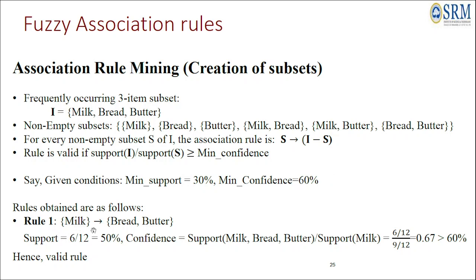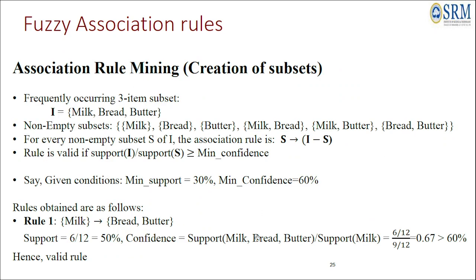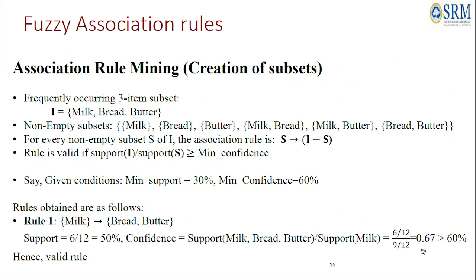So for rule 1, milk to bread, butter, it gives support as 6 by 12, which is 50%, right? And for confidence we have the support of milk, bread, butter, that is I, divided by the support of I minus S. So it is the support of milk, bread, butter divided by the support of milk. So 6 by 12 by 9 by 12. The support of milk, if we see this case, milk is 9 times, right? And the support of milk, bread, butter is 6, right? So 6 by 12 by 9 by 12, which is 67%, which is definitely greater than 60%, and hence it is a valid rule.